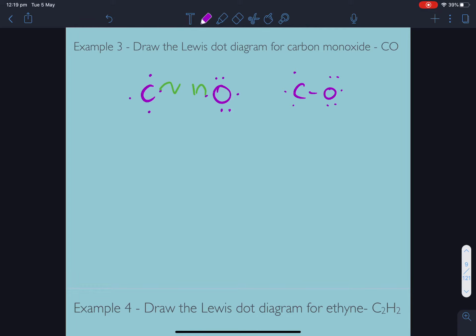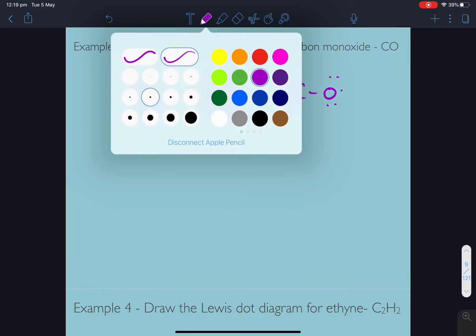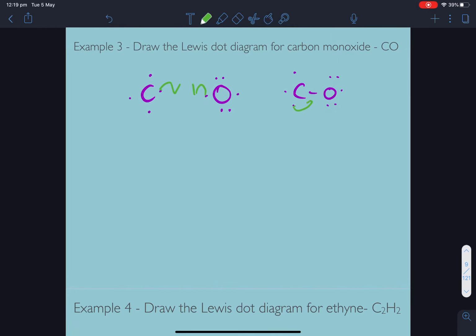Okay. Each doesn't have its octet. Obviously, it's going to share some more. Okay, let's put a double bond in between. That's what we're saying. Okay, 2 lone pairs there and a lone pair on the carbon. Okay. So, carbon. Oh, have I done it right? I've just hit a brain fart.